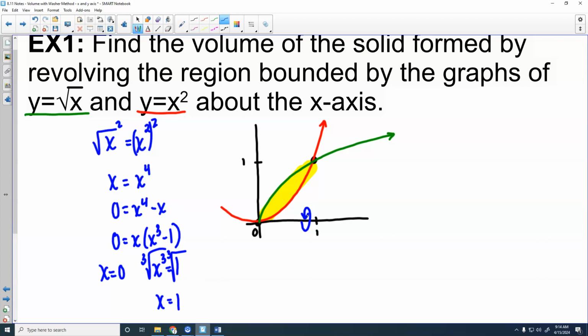The green, right? So, that means I'm going to let this green right here be my capital R of x. I'm going to write over here, capital R of x is going to be the green graph, which is the square root of x. So if I just had the outside, I would do pi times the square root of x squared, right? Pi capital R squared, and I would integrate from 0 to 1.